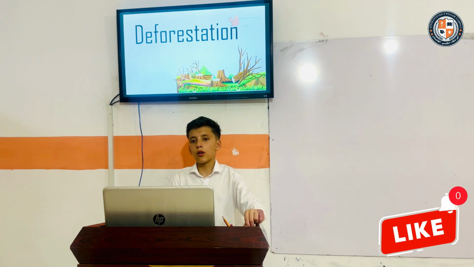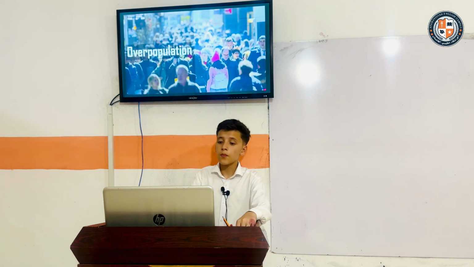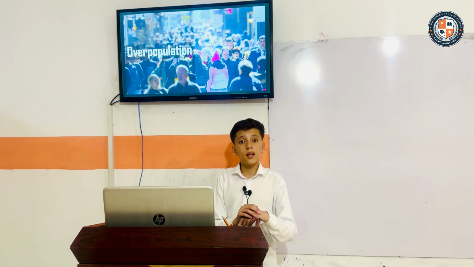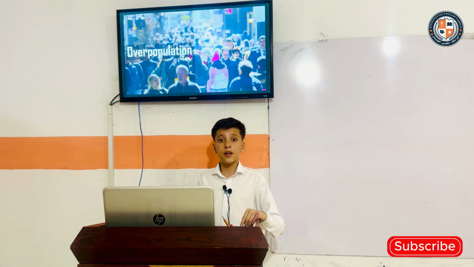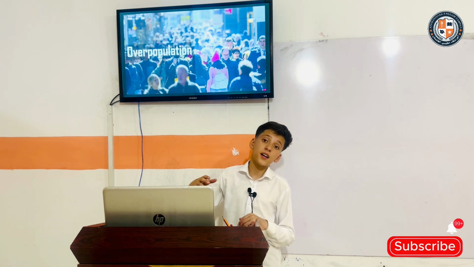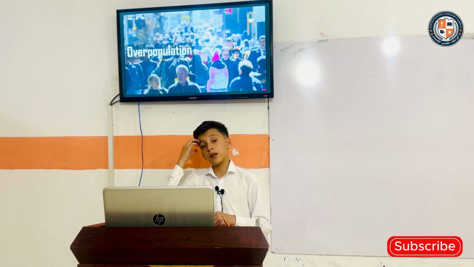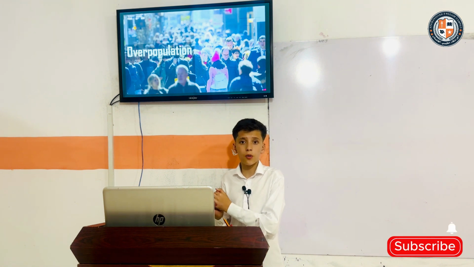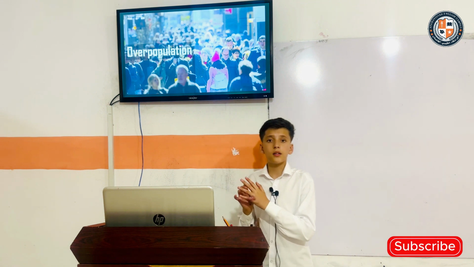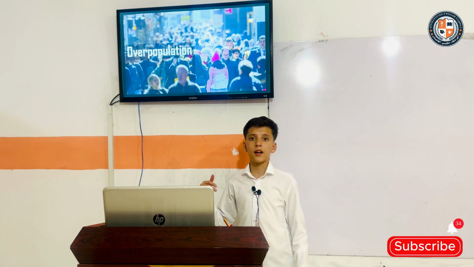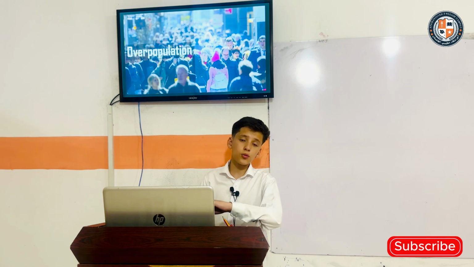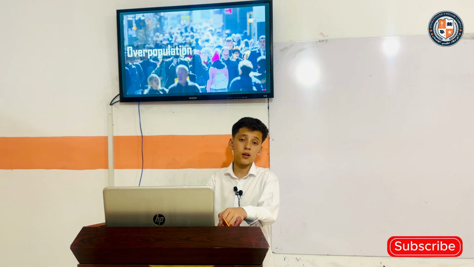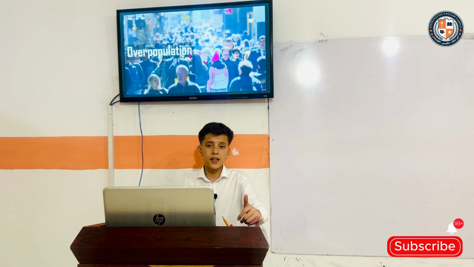So another reason for global warming is overpopulation. Recent studies show that in each 13 years the population of Earth has increased by 1 billion. Like in 1974, the population of Earth was about 4 billion. Then in 1987, it became 5 billion, 1999, 6 billion, and then in 2012, the population of Earth increased up to 7 billion.